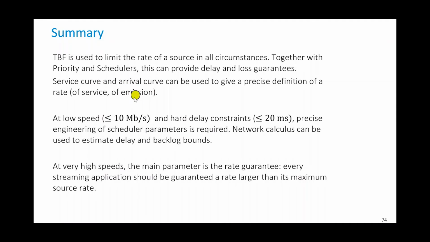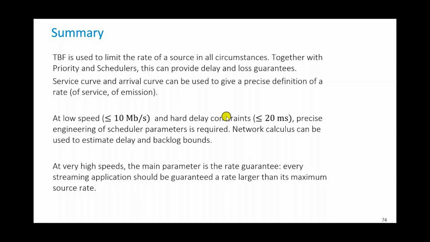And the take-home message is, if somebody says, I guarantee a rate of 1 megabit per second, in practice, we don't know exactly what it means, except if we think of that's the rate of service, it means a rate latency service curve. If it's a rate of emission, the rate at which we send traffic, it's the token bucket filter rate here.